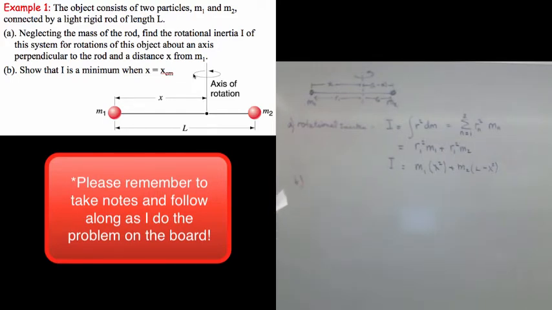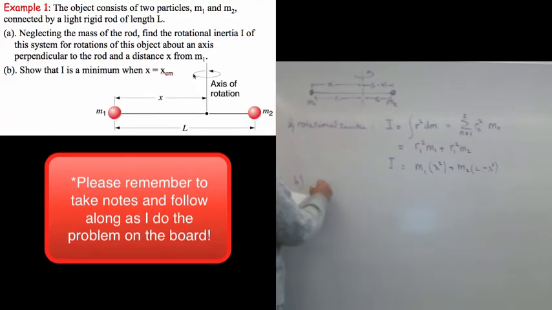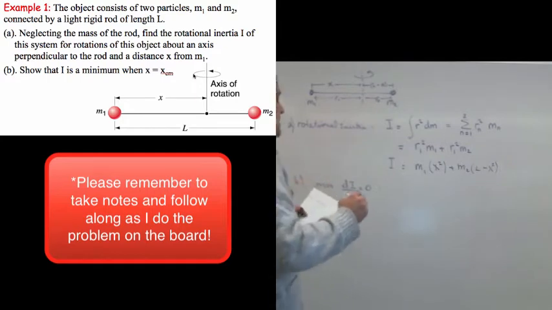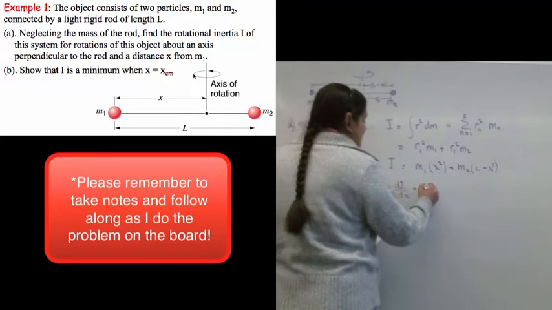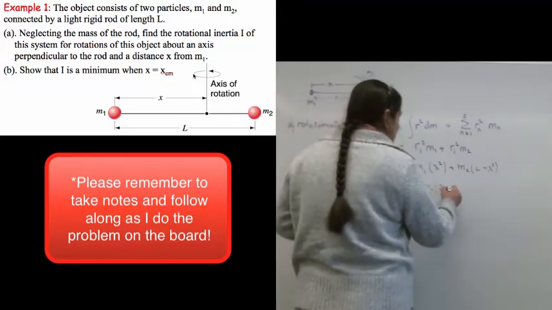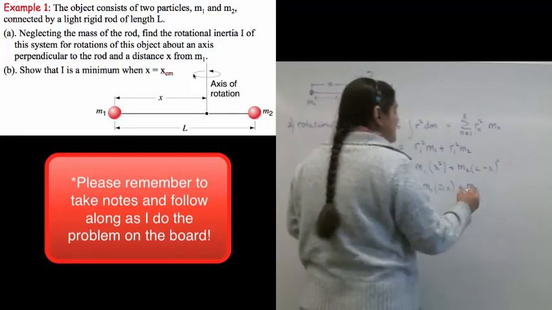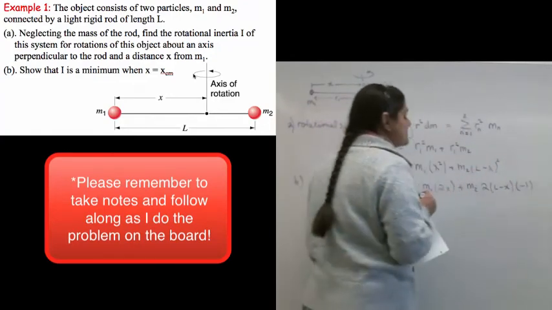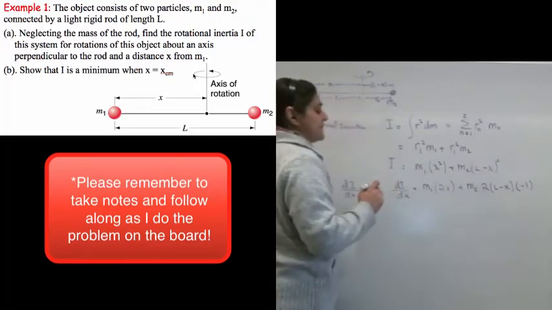From basic calculus, we know that for a minimum condition, we take dI over dx and set it equal to 0. So dI over dx will give me m1 times 2x, plus m2 times 2(L minus x) times minus 1, right? All I did was take the derivative with respect to x of this expression right here, and that's what I get.